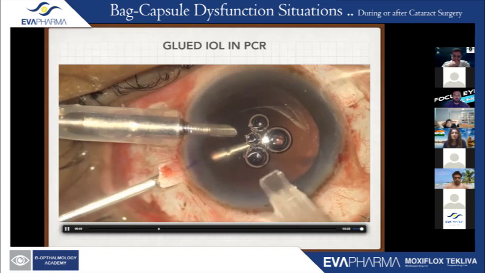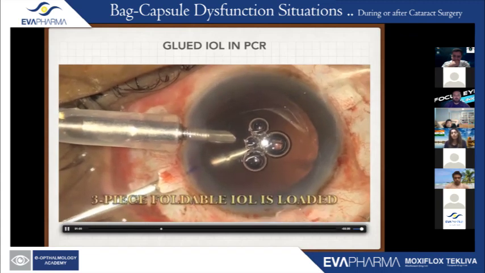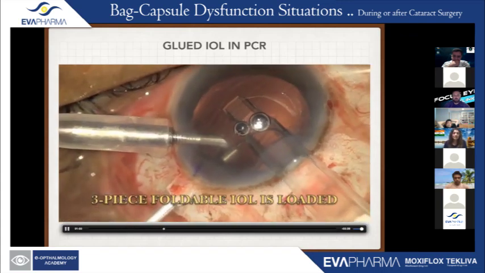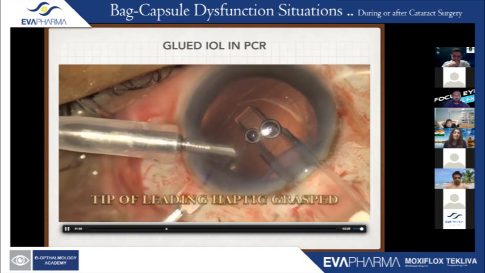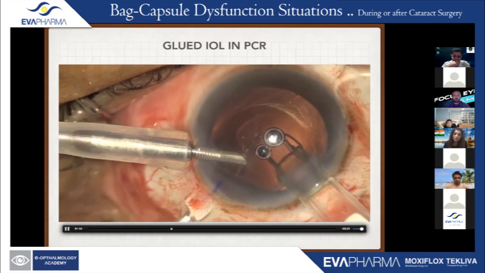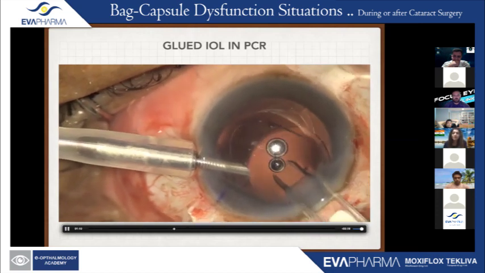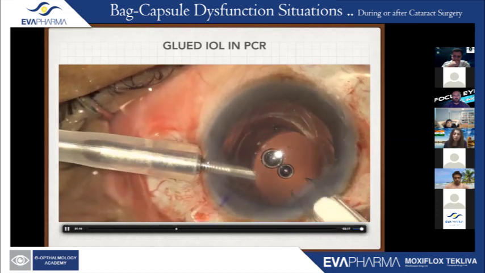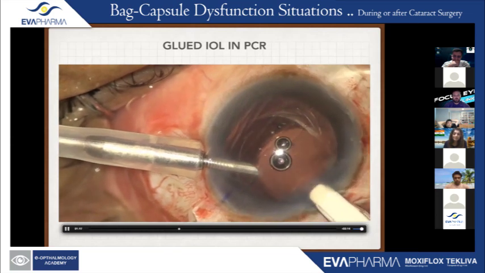We always make a side port incision because we also need, at times, to maneuver the haptics. So it always comes in handy. With the end opening forceps going in from one of the sclerotomy sites, the 3-piece intraocular lens is being unfolded slowly. Once the entire intraocular lens unfolds, the tip of the leading haptic is then pulled.